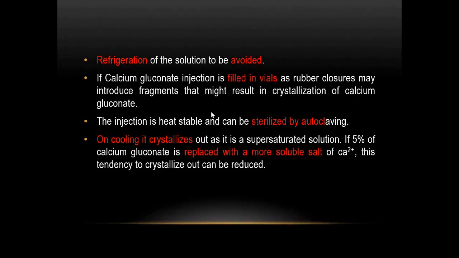out can be avoided. Means if 5% of calcium gluconate is replaced with the more soluble salt, that is calcium disaccharide, अगर आप कैल्शियम ग्लूकोनेट का 5% रिप्लेस करोगे कैल्शियम ग्लूकोनेट से, तो that can prevent the crystallization.